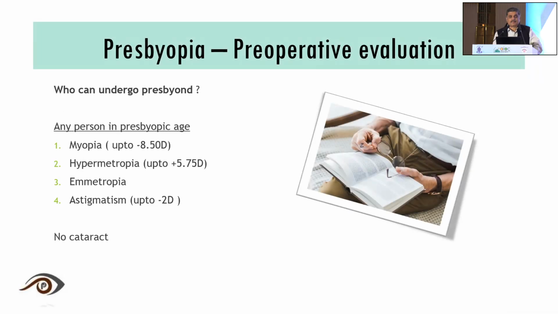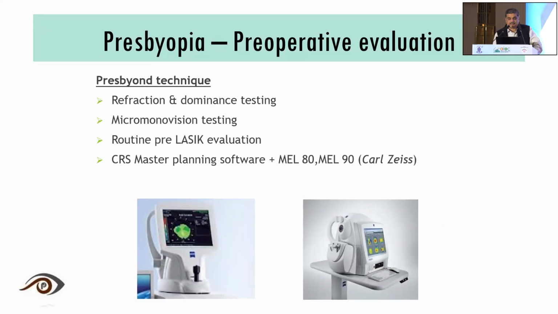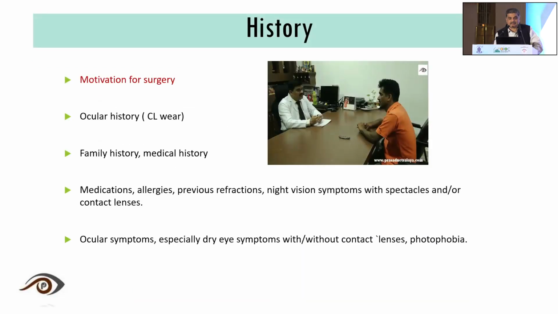Coming to the pre-op evaluation, who are the patients that can undergo Presbyond? Myopia up to 8 diopters depending upon the PACI value. We are also doing hypermetropia up to 5.5 diopters. We have even done around 100 plus patients with emmetropia and astigmatism up to 12 diopters. Make sure that the patient doesn't have any cataract. I do the cycloplegic refraction, and I'll come back to it. My chair time in presbyopic laser refractive surgery is 45 minutes.